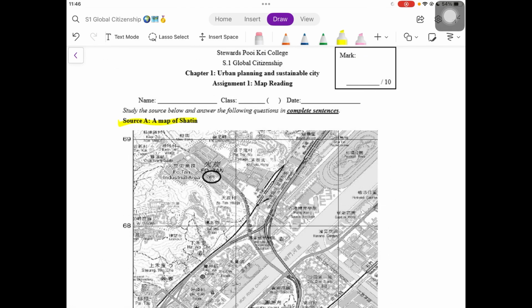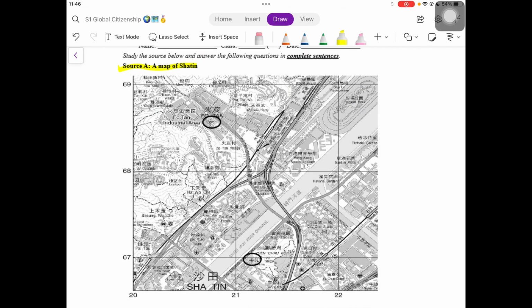So here we have source A. It is a map of Sha Tin. Perhaps you're living in adjacent areas, so you know very much about it. You can see this is Sha Tin, this is Lake Yunchun, and here we have Fotan, okay? And here we have the Sengmun Ho.